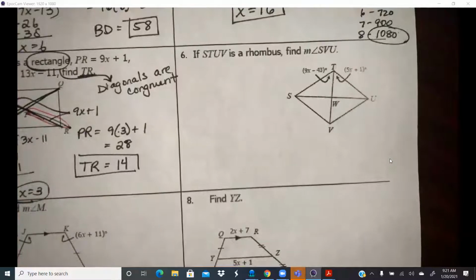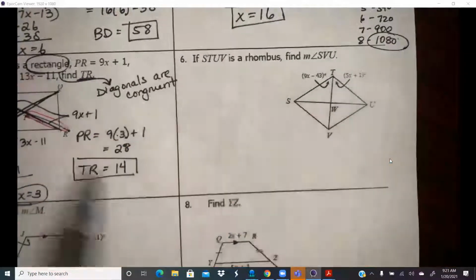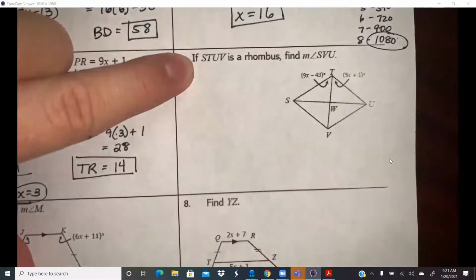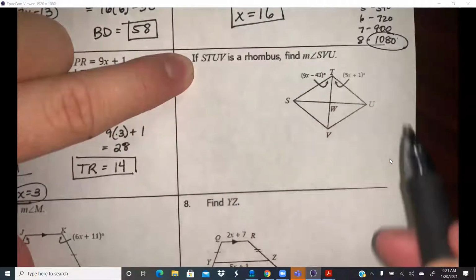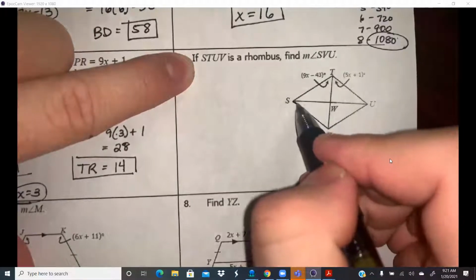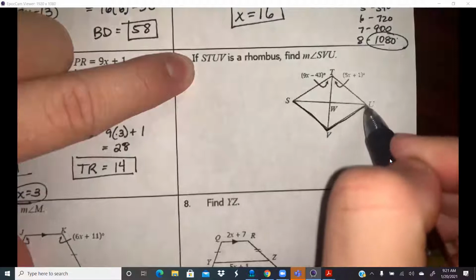Okay, let's move on to the next one. I don't want to make this video too long. So it says over here, if STUV is a rhombus, find the measure of angle SVU. So here we want to know S, V, and U.